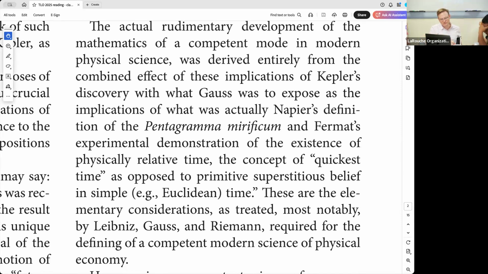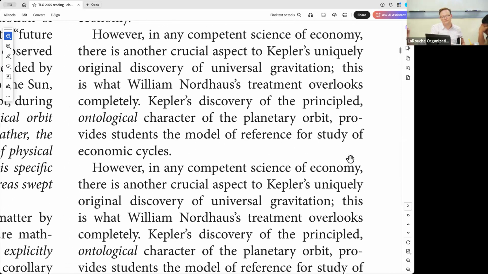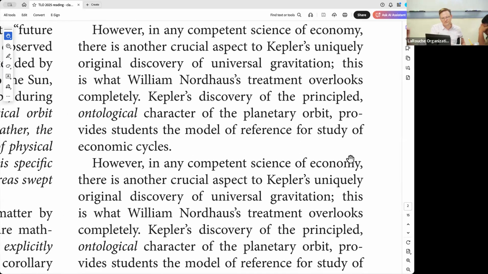The concept of quickest time, as opposed to primitive superstitious belief in simple Euclidean, example given in Euclidean time. These are the elementary considerations, as treated most notably by Leibniz, Gauss, and Riemann, required for the defining of a competent modern science of physical economy. However, in any competent science of economy, there is another crucial aspect to Kepler's uniquely original discovery of universal gravitation. This is what William Nordhaus's treatment overlooks completely.